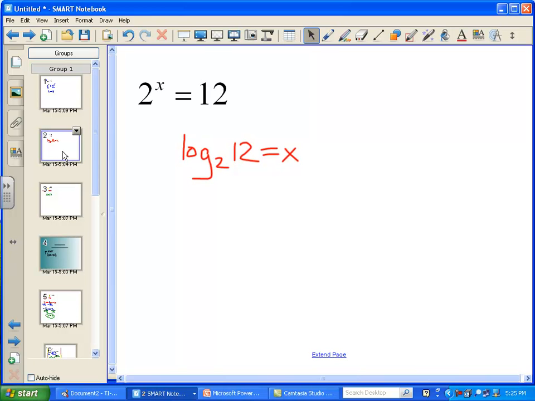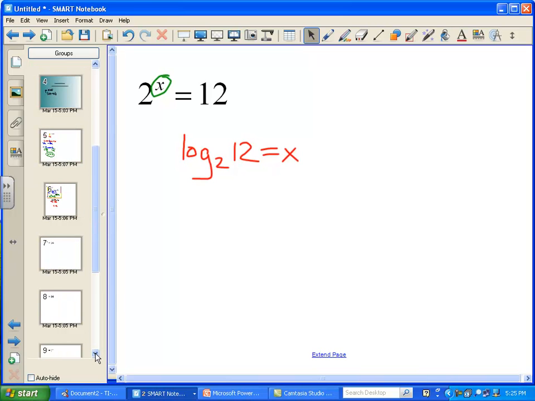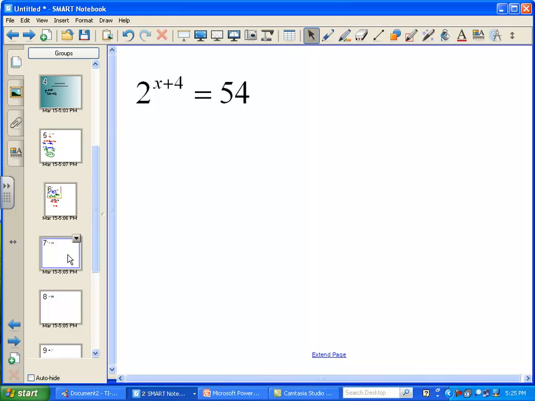This is kind of the same problem, except maybe in this problem, this exponent is just not as difficult. But I can still turn it into a logarithmic equation and solve for x. So let's do that again. Now, I can still do that here even though the exponent is now a binomial, x plus 4, instead of just a monomial, a variable x. So let's turn this into log base 2 of the number 54 is equal to the exponent x plus 4.